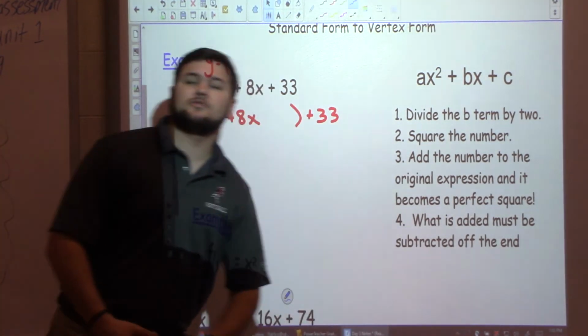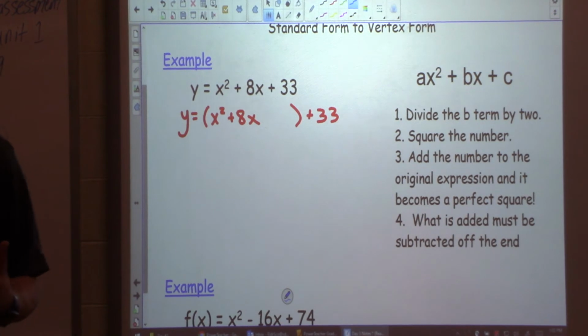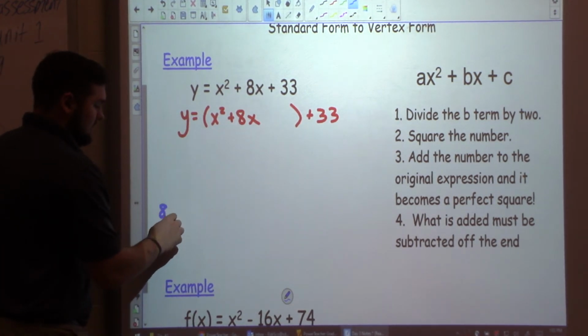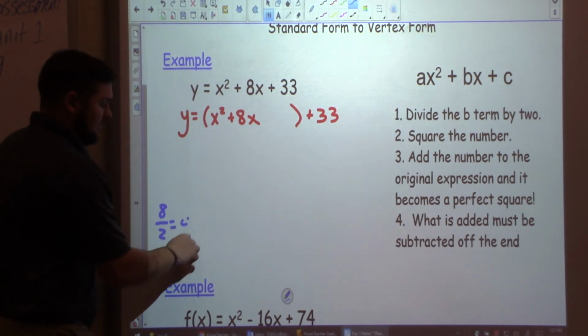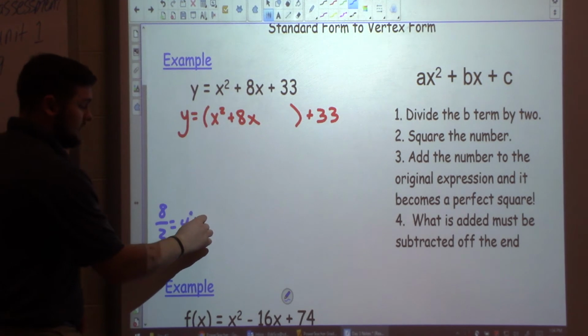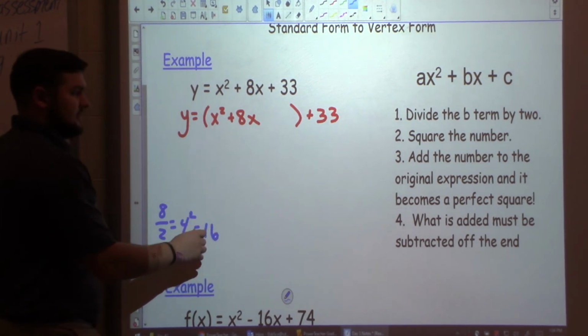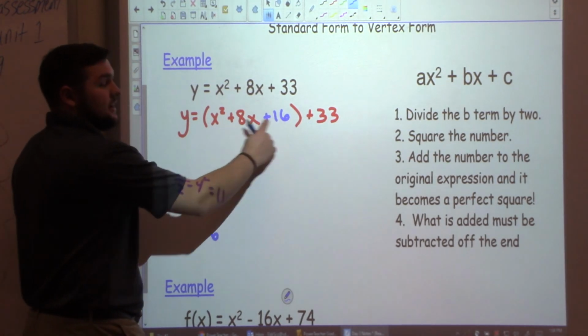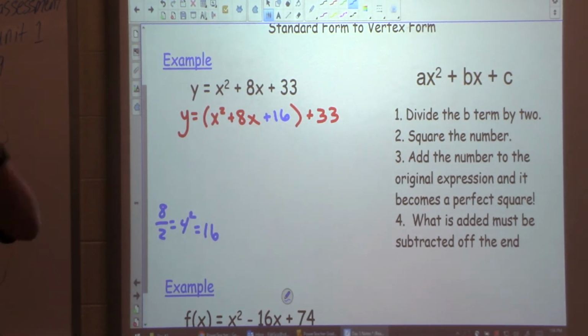Okay, so now here's where completing the square is going to come in. We're going to take our b term, our 8, and divide by 2. We get 4. We just did that. And then if I square it, I get 16. I'm going to add that on the inside because that's going to be a nice thing to factor. It's going to come out to x plus 4, x plus 4.